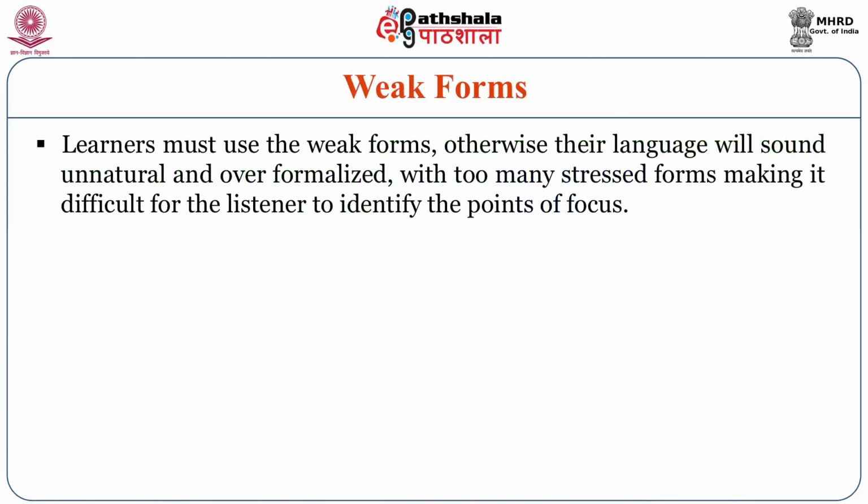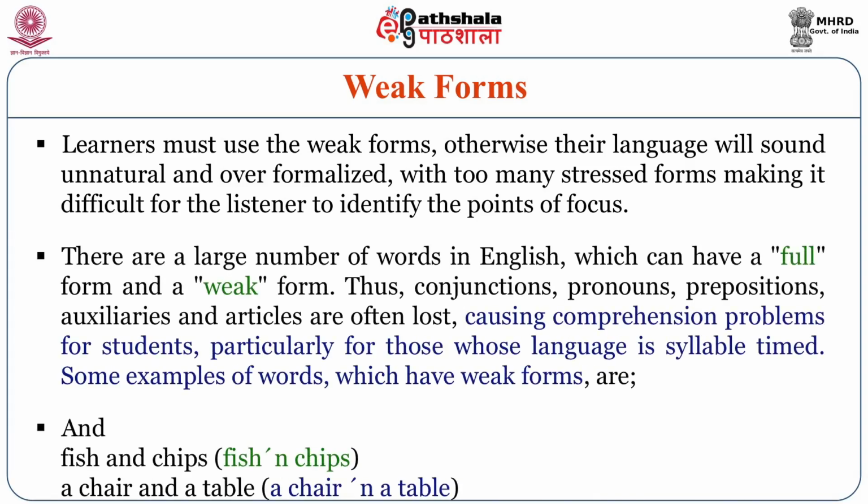We have weak forms also. Learners must use the weak forms, otherwise their language will sound unnatural and over formalized, with too many stressed forms, making it difficult for the listener to identify the point of focus, and the fluency will also not be there. Again, a chair and a table becomes a chair 'n' a table. This and becomes n. So this is sufficient because it is a weak form and we must accept it to bring fluency in our spoken language.